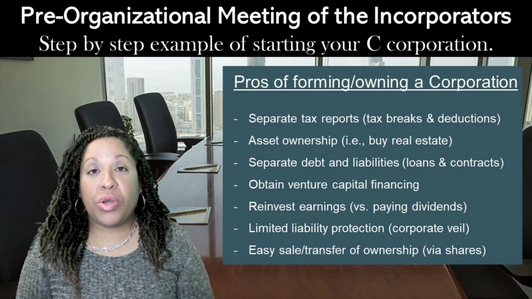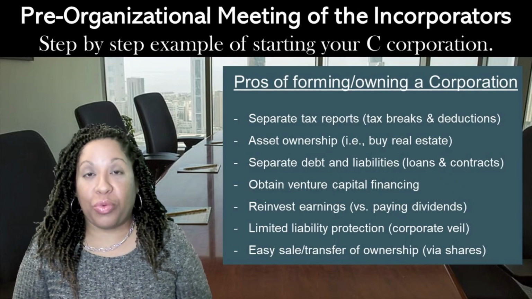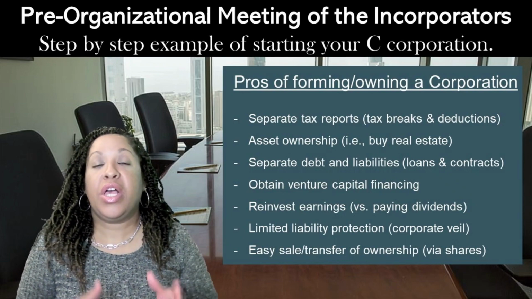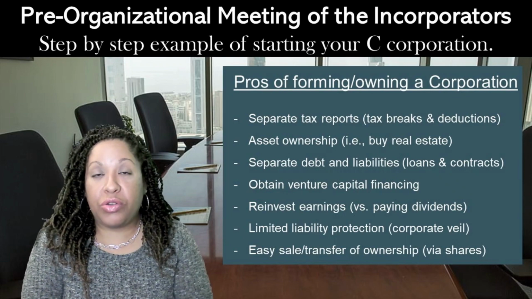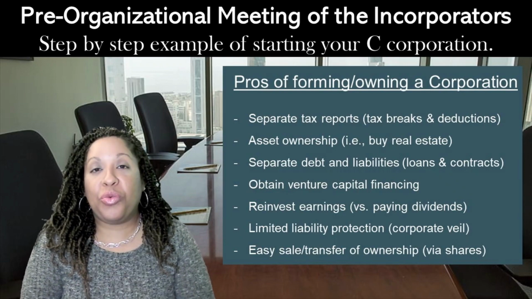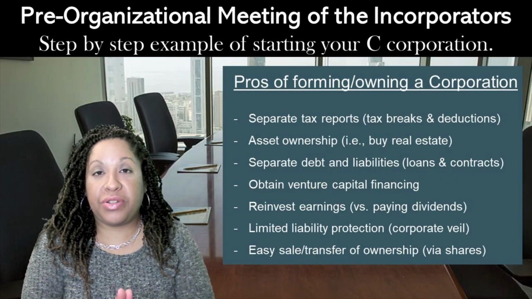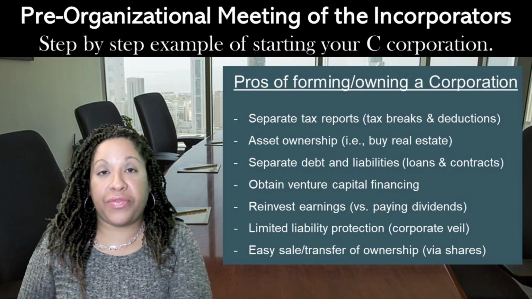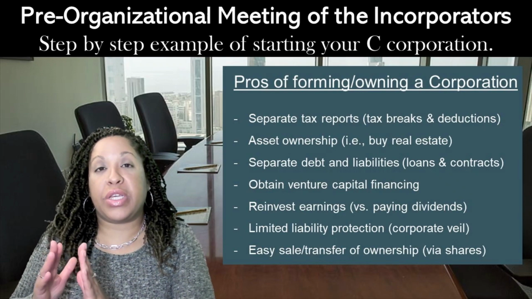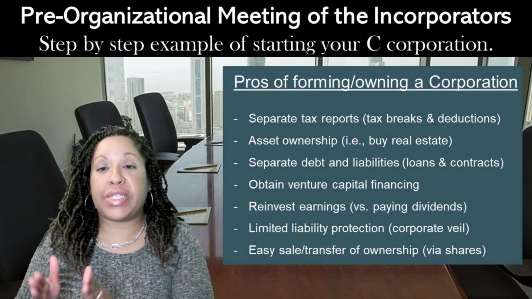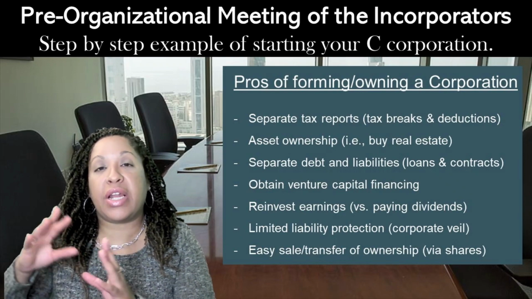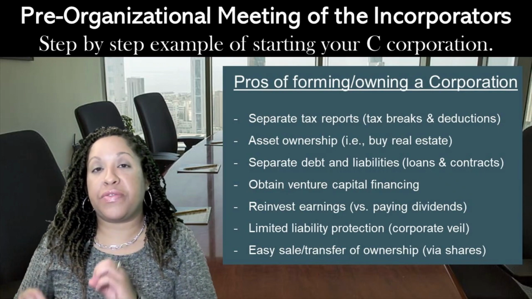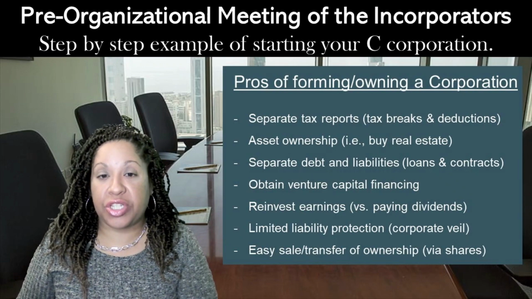All right, so pros of forming and owning a corporation. First are separate tax reports, as mentioned before. You, the owner or the shareholder, same thing, will have your own tax return to file, and then the corporation will have its own tax report to file. The benefit for the corporation to file its own tax report is there are a lot of tax laws that are favorable towards corporations, which gives them a lot of tax breaks and deductions.